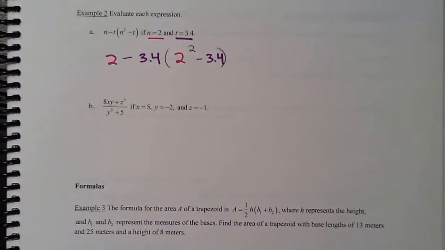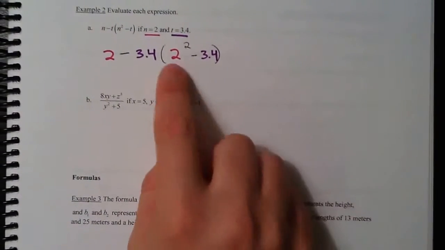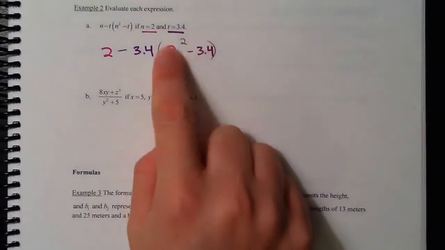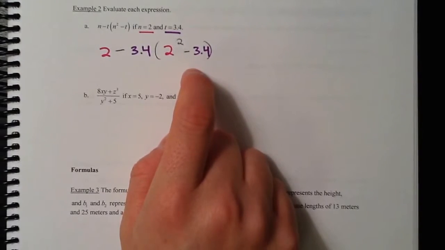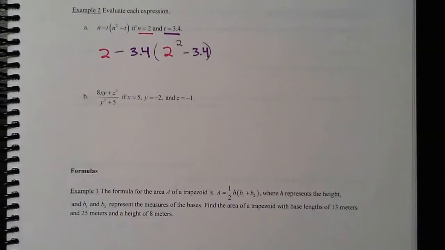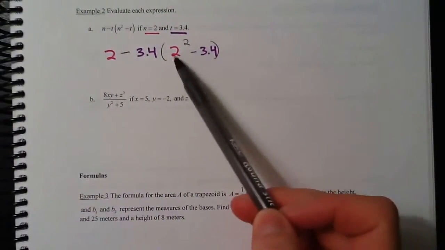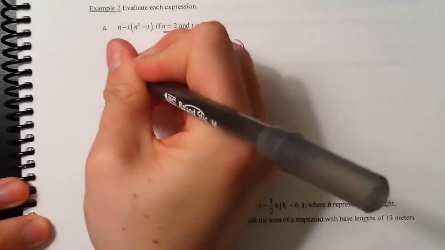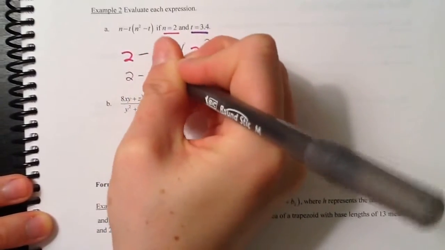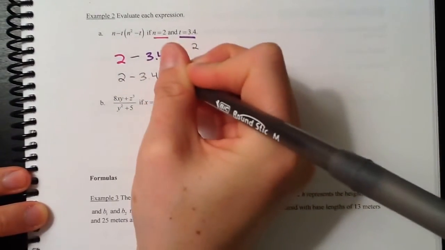Okay, so we start with anything inside of grouping symbols, so that would be this right here. Now notice we've got a bunch of stuff happening inside the grouping symbols. So once you're inside parentheses, brackets, whatever, order of operations kind of starts over again. So we'd start with this exponent. I'm just going to rewrite all of these. So 2 squared, 2 times 2 is 4.